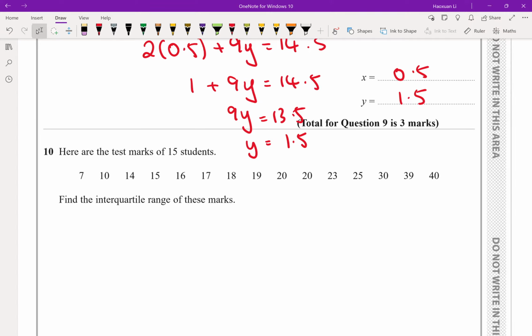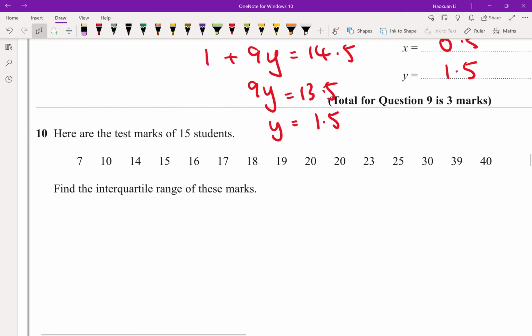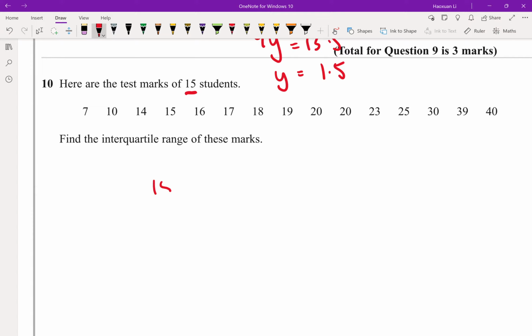Here are the test marks of 15 students. Find the interquartile range of these marks. So first, you'll need to find the median of these values. To find the median, always learn the rule that you just add 1 and then divide by 2. So that would be the 8th of these values. I will just do it here because everything's already ordered. But if on your test these values are not in order, you have to order them first.